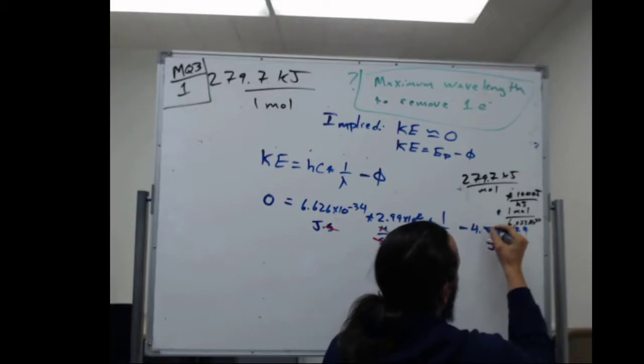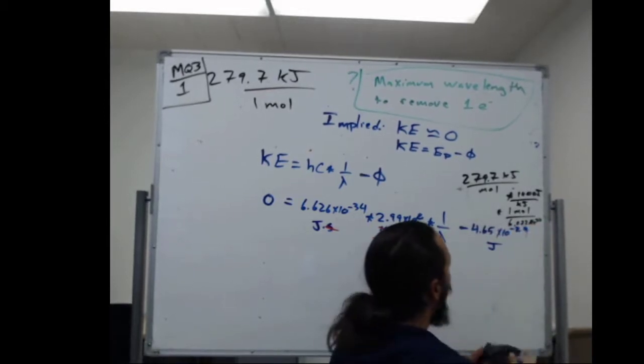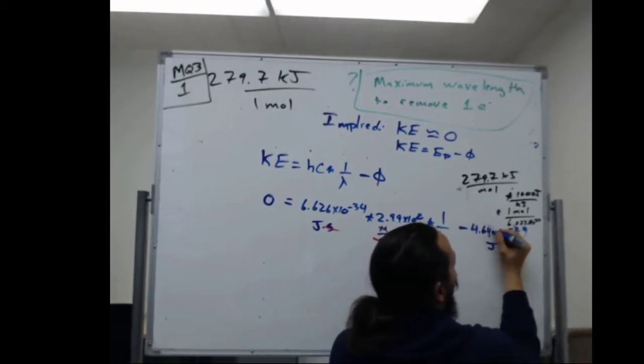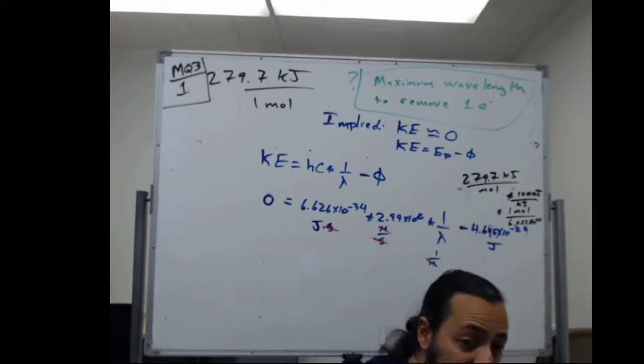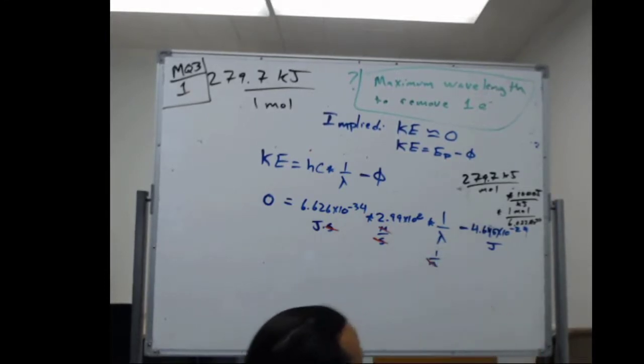4.645. Okay. 10 to the minus 20? Negative 19. You got negative 19. Let me check that part.